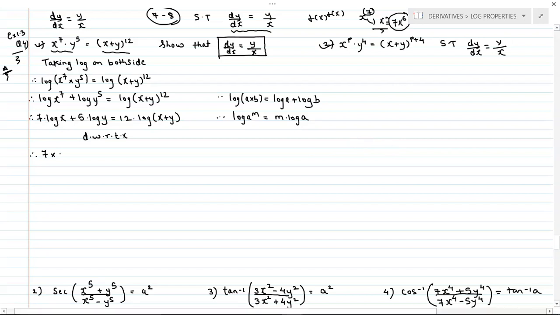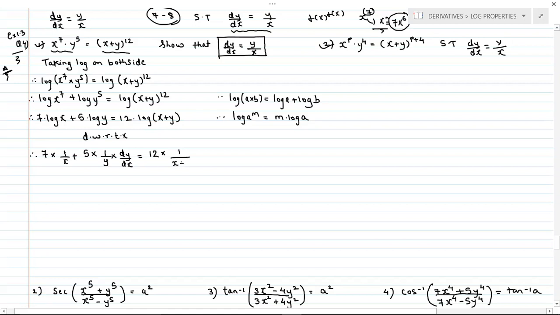Yes or no? So the derivative of log x will be 1 upon x, plus 5 into log y. We know that the derivative of log y is 1 upon y into dy by dx. How did you get this 1 upon y into dy by dx? By using the chain rule, because x here is replaced by y. So here we'll keep 12 as it is, and then log x plus y. This looks like the log x formula, but x is replaced by x plus y. So whenever x is replaced by any other term, we have to use the chain rule concept.